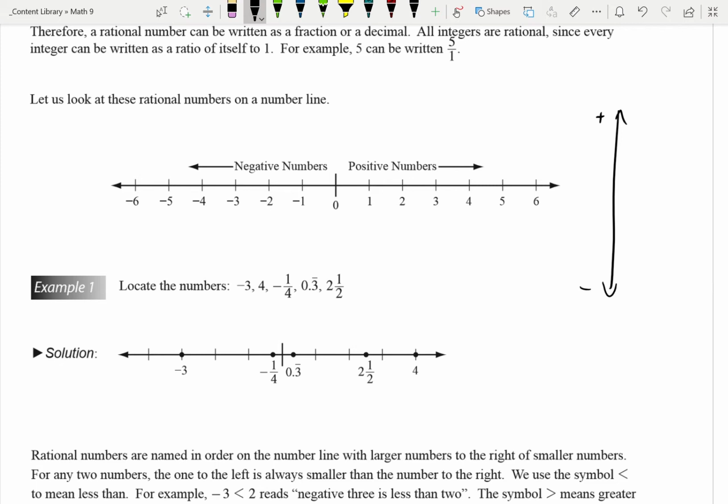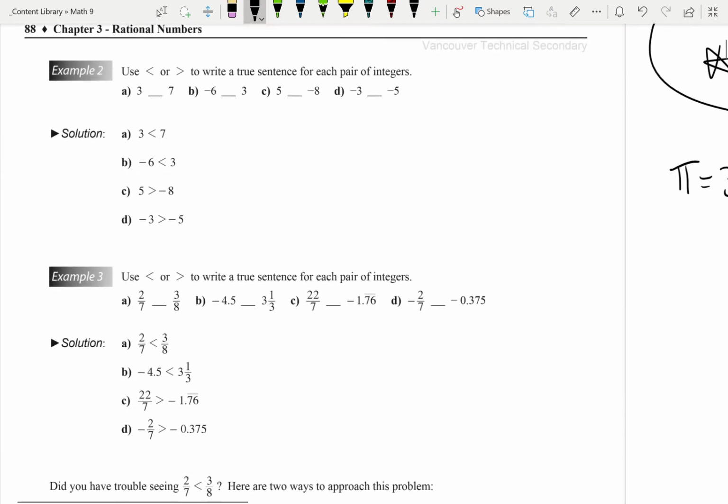A lot of other books explain it as positive numbers are to the right. So anytime we go to the right, we have positive numbers. And then the further left we go, we hit negative numbers. Now, this is going to be important for locating different numbers.